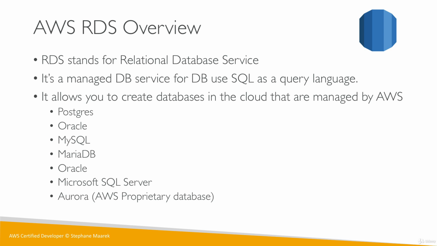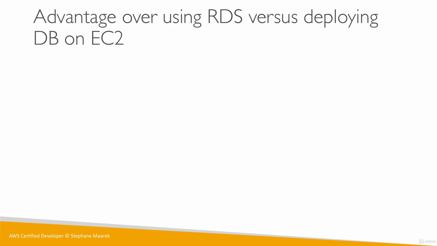Aurora, you may have heard of it. It's basically AWS's proprietary database technology. Okay, we'll do a deep dive onto what that means. So why would you use RDS versus, I don't know, maybe deploying your own database on EC2 with maybe EBS?